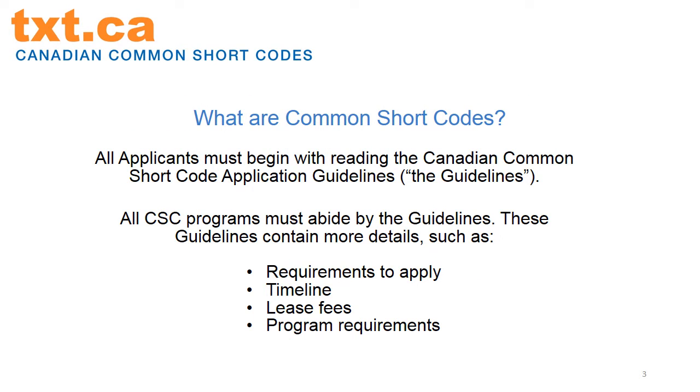All applicants must begin with reading the Canadian Common Shortcode Application Guidelines. The guidelines provide more details on how to apply for a common shortcode, such as requirements to apply, timeline, lease fees, and program requirements.